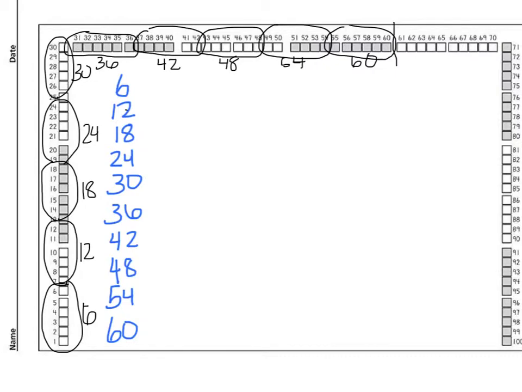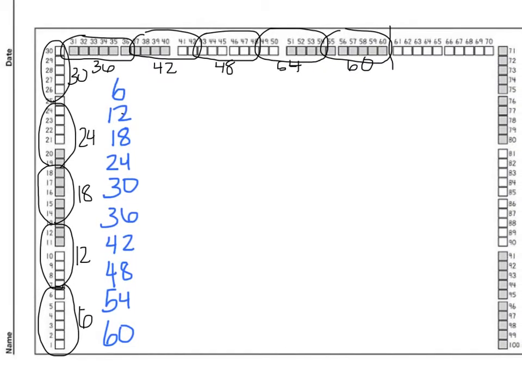All right, let's start with our smallest count by, our 6 right here, and let's count by 6s. 6, oh, excuse me here, let me get my pen. 6, 12, 18, 24, 30, 36, 42, 48, 54, 60. Okay, those are our count by 6 count bys.